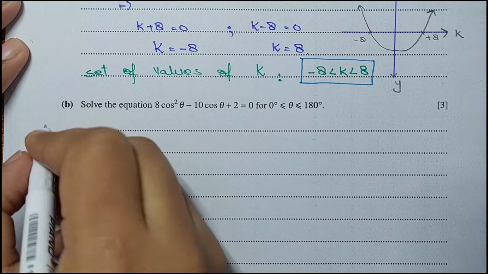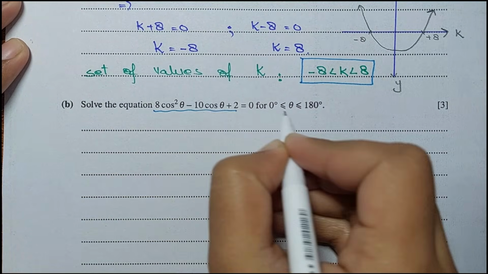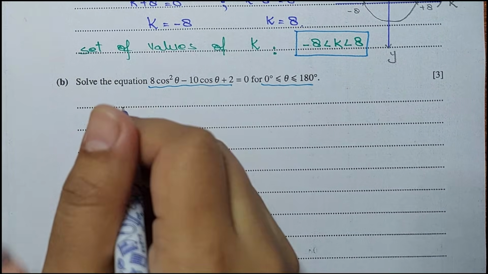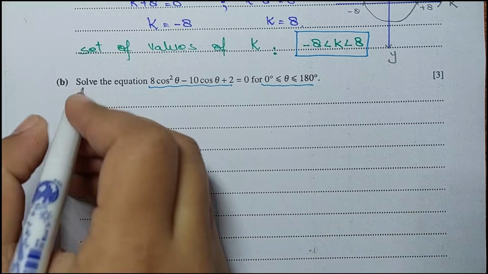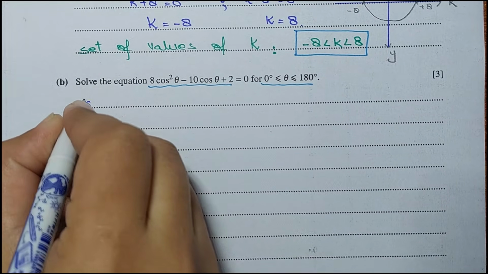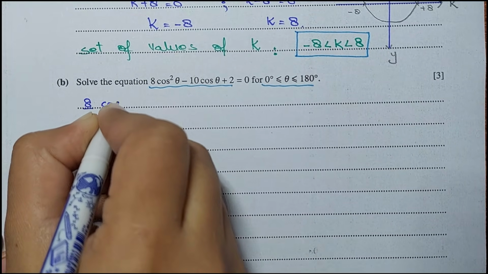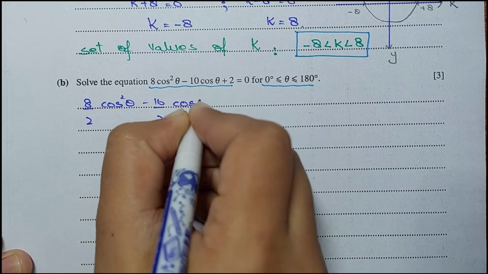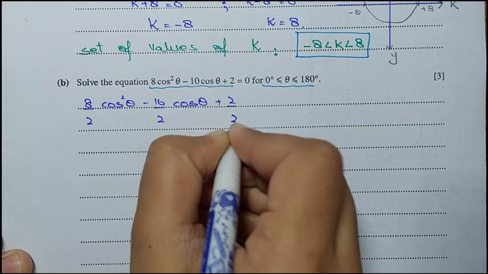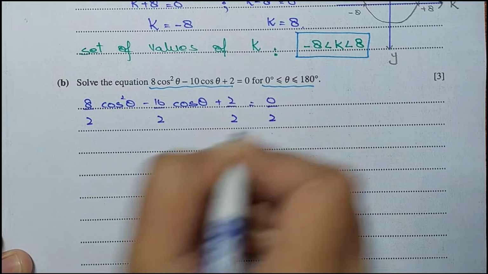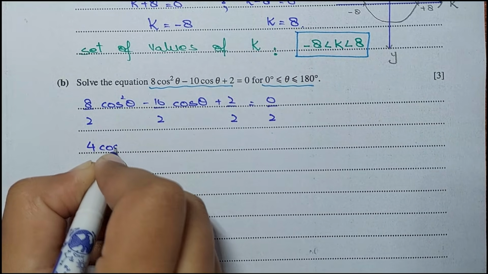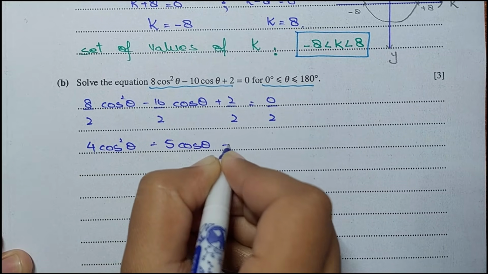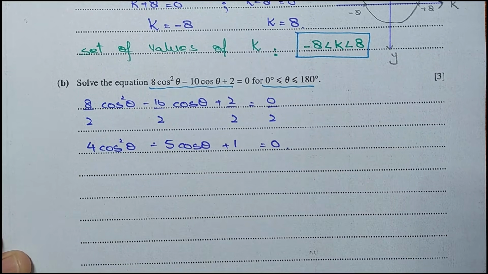Now for part B, solve this equation for x between 0 and 180 degrees. This looks like a quadratic equation in cos theta. So we can divide every term by 2, since all the terms are divisible by 2. Minus 10 cos theta is divisible by 2, and 2 is also divisible by 2, equals 0 divided by 2. 2 times 4 is 8 cos squared theta, 2 times 5 is 10 cos theta, 2 times 1 is 2, equals 0.